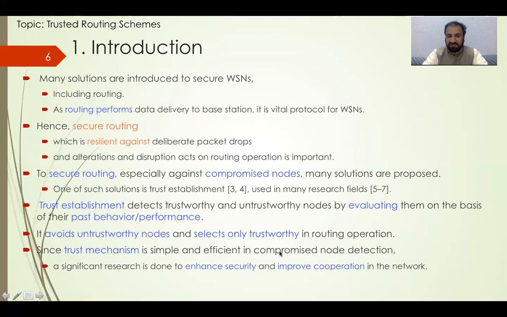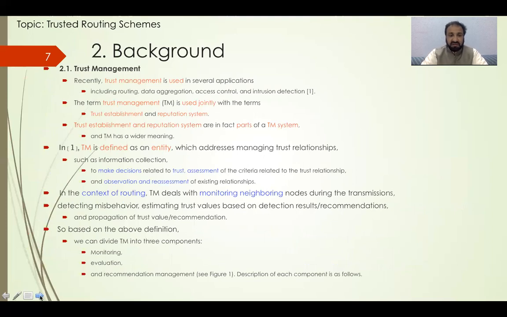Since the trust mechanism is simple and efficient in compromised node detection, significant research is done to enhance security and improve the cooperation in the network. In such a network, cooperation is highly required. If you want to send the data to the base station, cooperation is required. And if a node is not cooperating in the routing process, you can imagine what could happen: it can degrade the performance of your network. Trust management is used in several applications, including routing, data aggregation, access control, and intrusion detection. The term trust management is jointly used with the terms trust establishment and reputation system. Trust establishment and reputation are in fact parts of the trust management system.